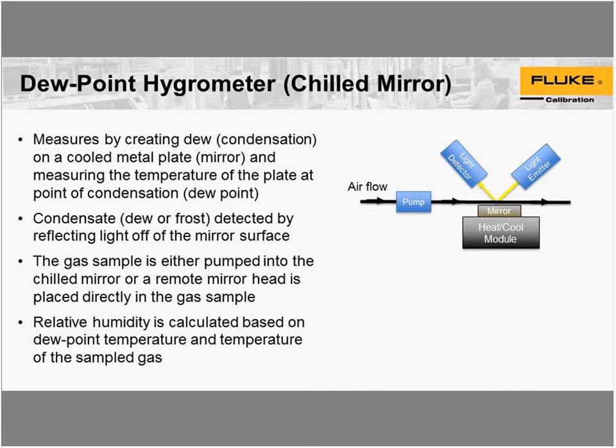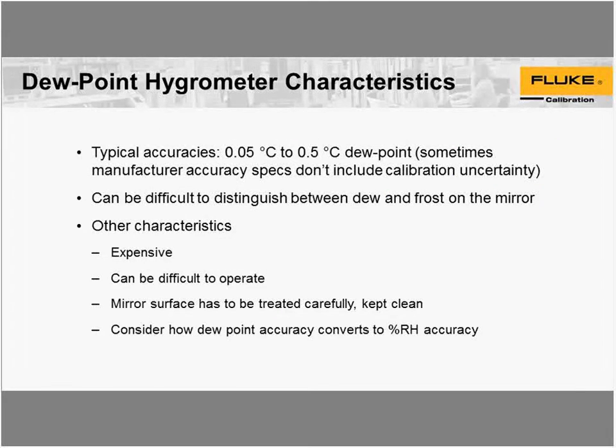In laboratories, the dew point hygrometer or the chilled mirror is considered the reference standard. They usually have the best uncertainties as far as humidity measurement. And typical accuracies are in the area of 0.05 to 0.5.